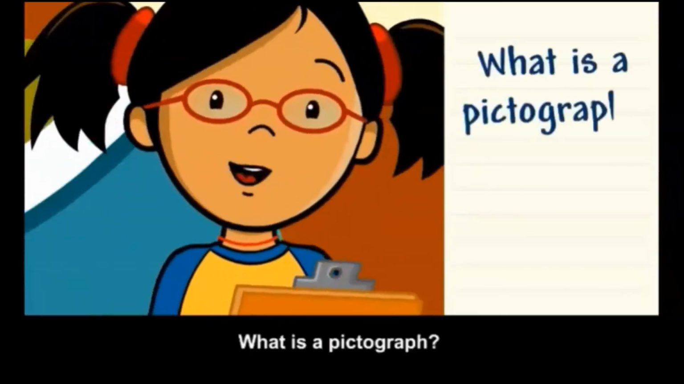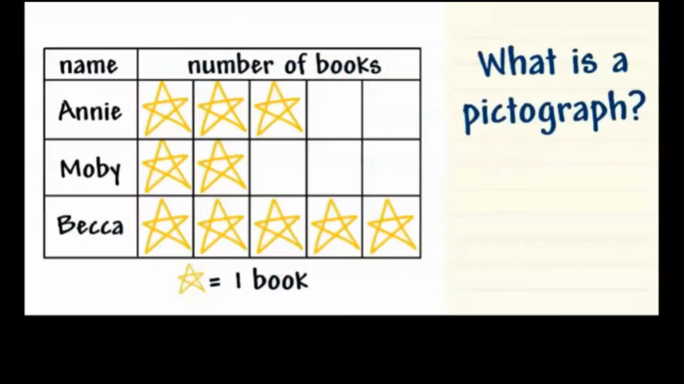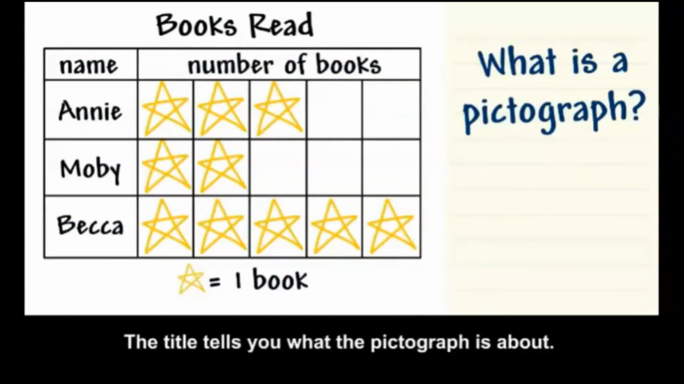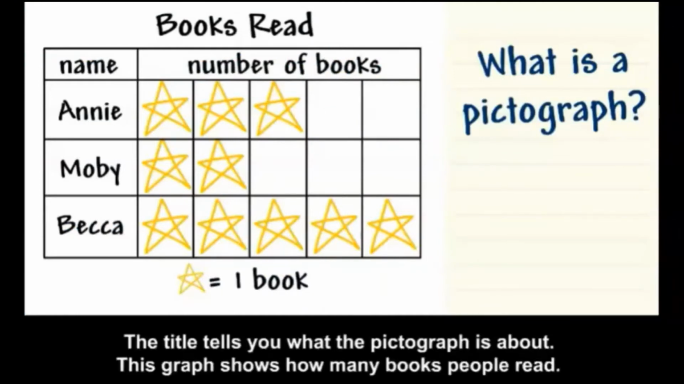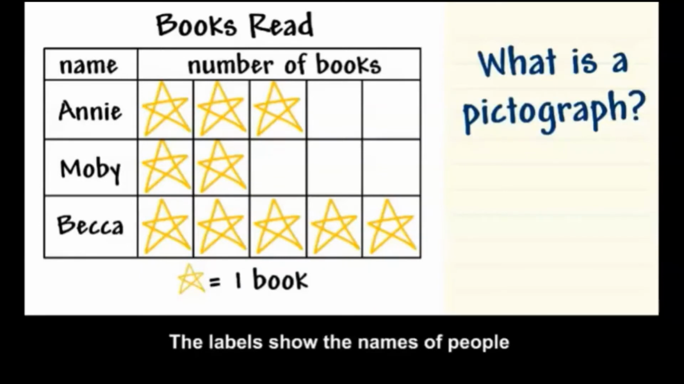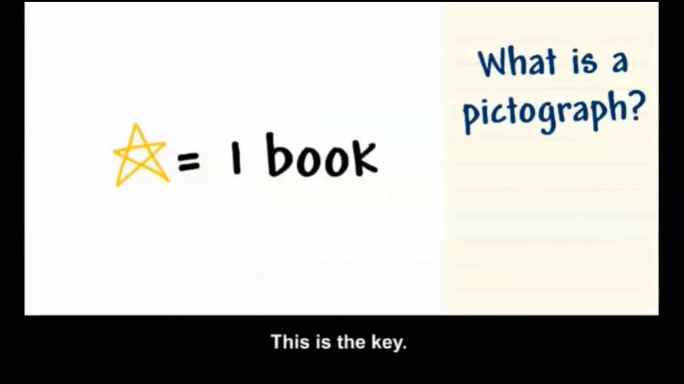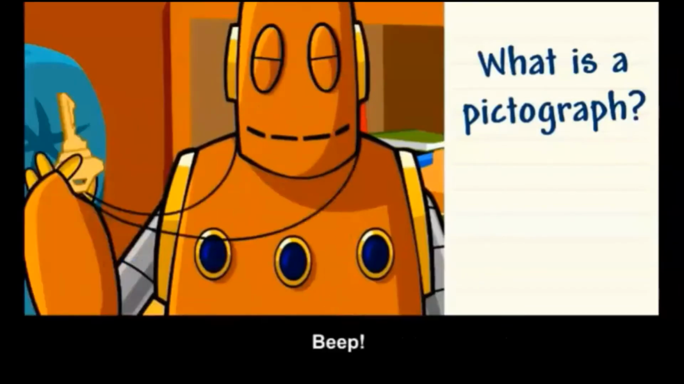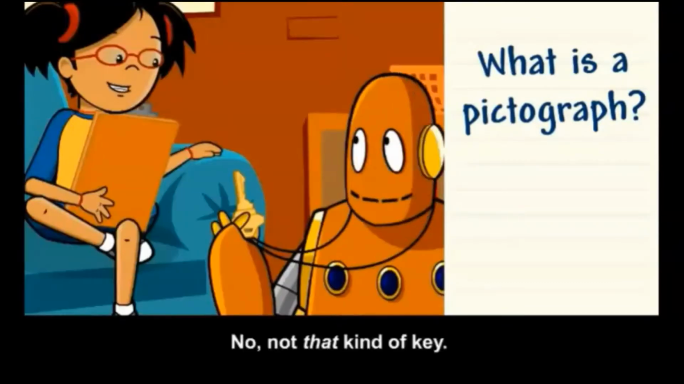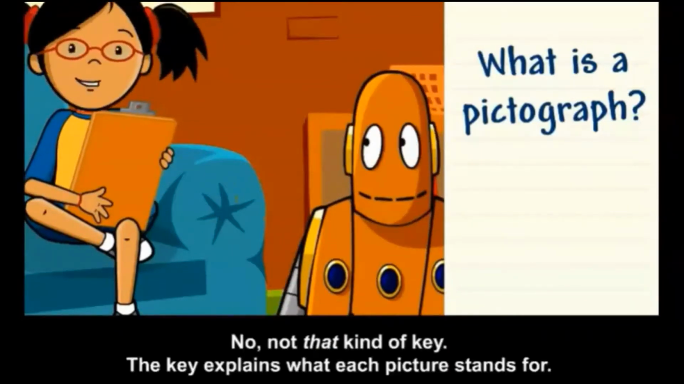What is a pictograph? A pictograph is a graph that organizes and shows information using pictures. The title tells you what the pictograph is about. This graph shows how many books people read. The labels show the names of people and the number of books each person read. This is the key. No, not that kind of key. The key explains what each picture stands for.